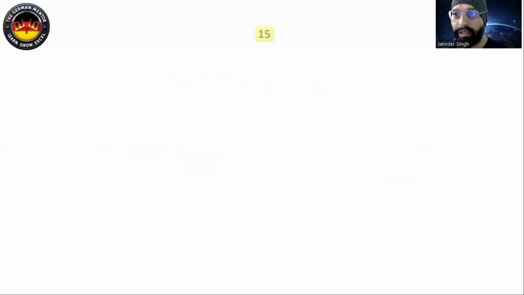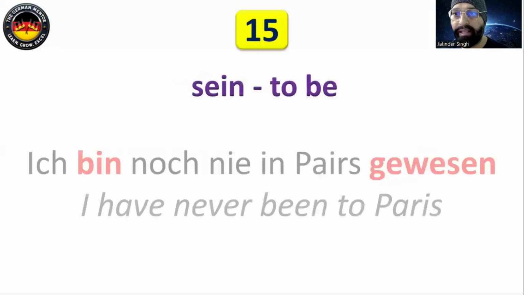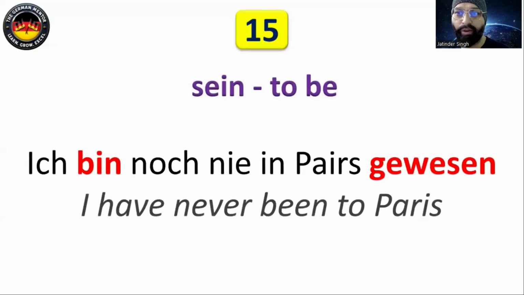Now we check the next one, Nummer 15, sein, to be. So we are already learning sein as a helping verb. So sein itself is a verb which uses sein as a helping verb. Ich bin noch nie in Paris gewesen. I have never been to Paris. So sein changes to gewesen in the past form, and the helping verb is also sein. Ich bin. So if you use some other subject, zum Beispiel sie ist, you can also make sentences with other subjects. Okay, so sein is also a verb which uses sein as a helping verb.